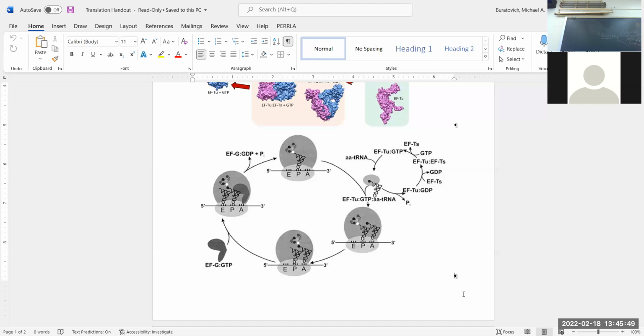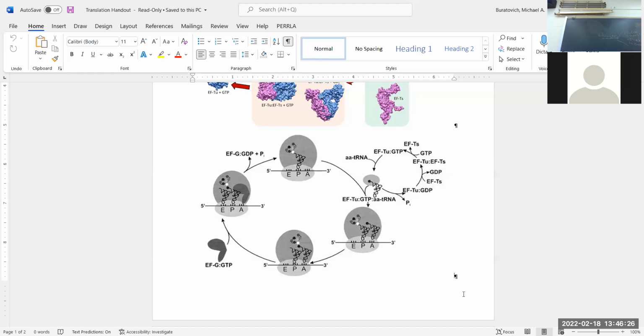The tRNA exits. It will be recycled. It will be recharged by aminoacyl tRNA synthetases, bound by a GTP bound EFTU, and be reused. So the tRNAs are constantly getting reused. And now you have an empty codon at the A site. And now EFTU bound to GTP will bring the next appropriate charged tRNA to the A site.